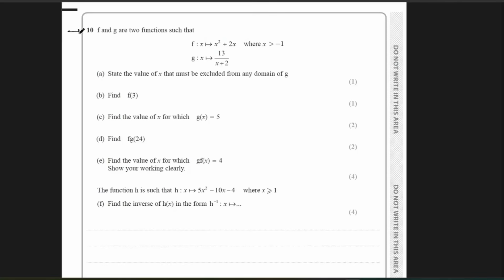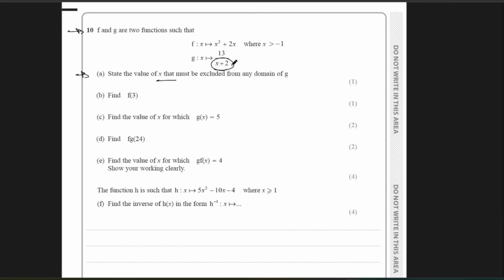Now let's look at question number 10. f and g are two functions such that f of x is equal to x squared plus 2x, where x has to be greater than minus 1. g of x is equal to 13 over x plus 2. Okay, we've got two functions. Question A: state the value of x that must be excluded from any domain of g.